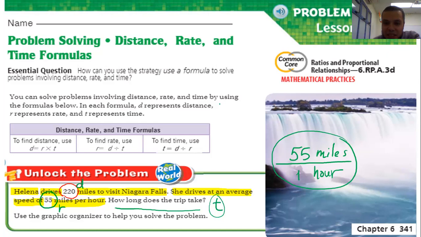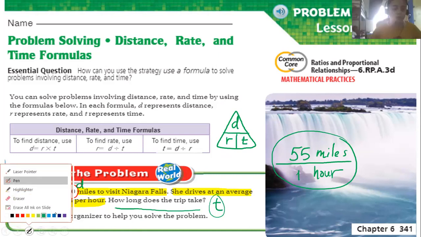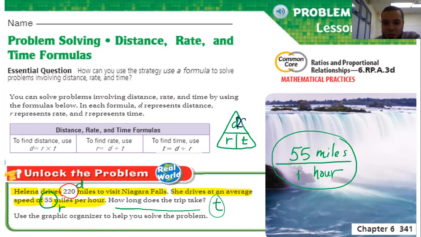The triangle says D up, and R multiplied by T. So, do you have the D number? Yes, we have it. It's 220. So I'm going to put 220 here. You have R? Yes, we have 55 miles. Do you have T, or did he ask us about it? He asked us about it. So what should you do to find the answer right now? We need to divide 220 by 55.